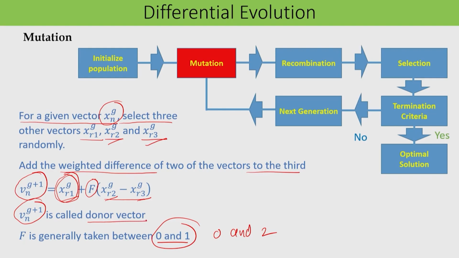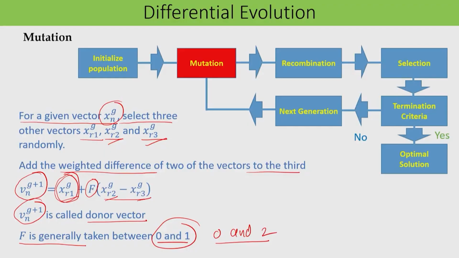So, as I said, F is a parameter and it is generally between 0 and 1, though some people consider the value of F between 0 and 2. By this I am getting a new vector, and I can say that with this mutation I am getting a new solution. Okay. So, the new vector is called the donor vector.